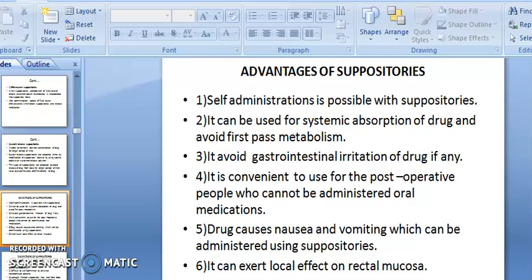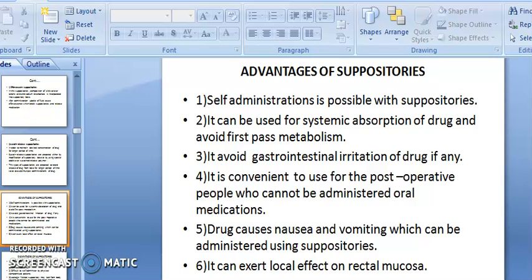It is convenient to use for post-operative people who cannot be administered oral medication. Suppose a patient has had surgery of the throat as well as the esophagus. In that patient, you can formulate a suppository, insert it into the rectal cavity, and it shows its pharmacological action. Drugs that cause nausea and vomiting can be administered using a suppository.